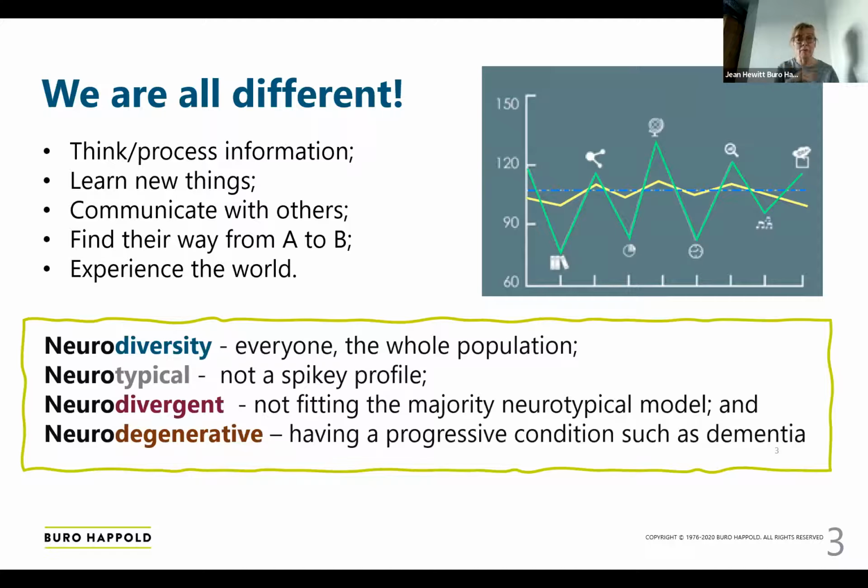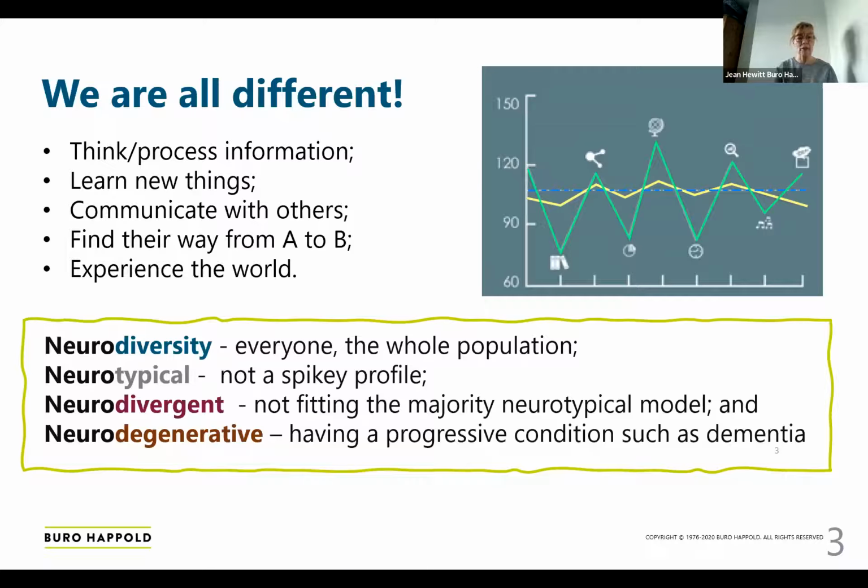Most of us have a slight variation. We'll be a little bit better at one thing, a little bit weaker at another. And that's what the yellow line is about. That's the neurotypical line. And then on top of that, you can see a bright green, spiky line. That's showing a neurodivergent profile, which is basically saying much more difference between the strengths and the weaknesses, or the differences between different things. So those are the terms I'll be using today.